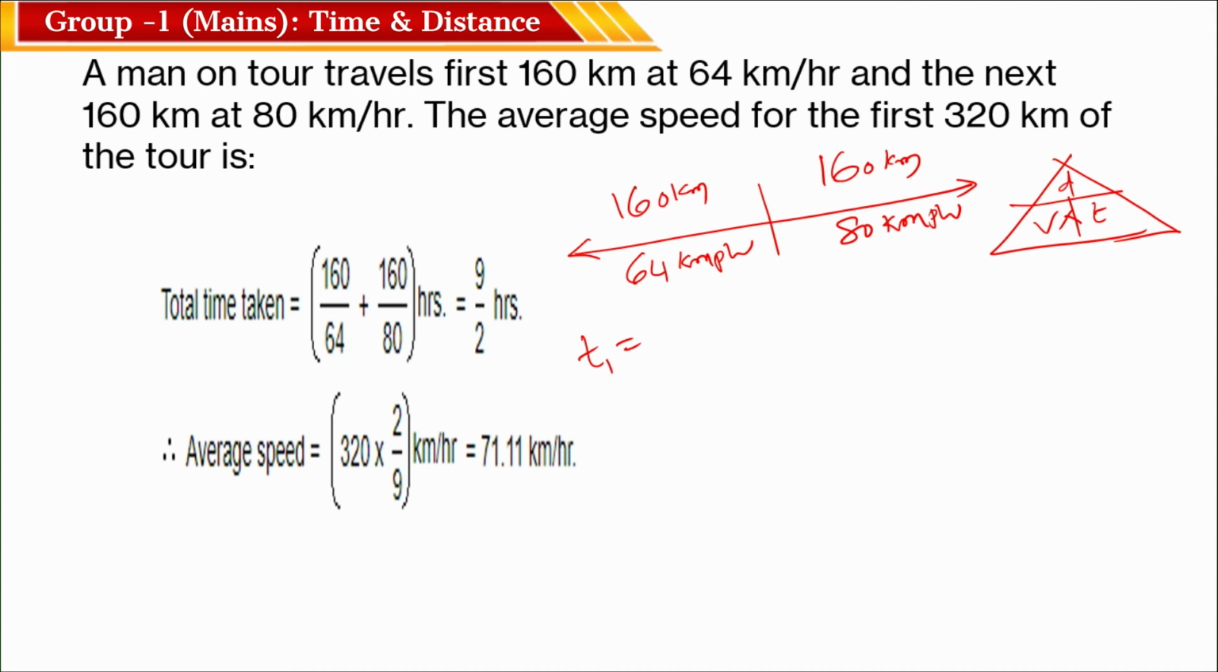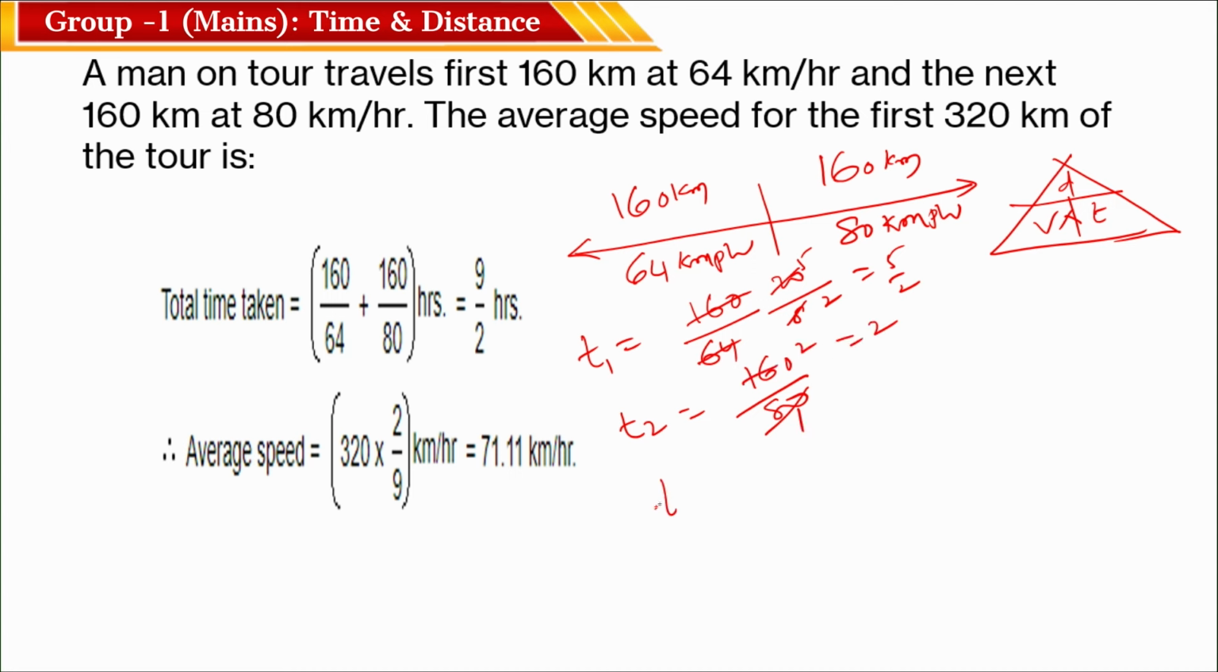How much? 160 by 64, correct? So 820 is 8 8s, or you can say 4 5s 4 2s, which means it is 5 by 2 hours. And T2, if you take T2, that is 160 by 80, correct? So 8 1s are 8, 8 2s, it is 2 hours.